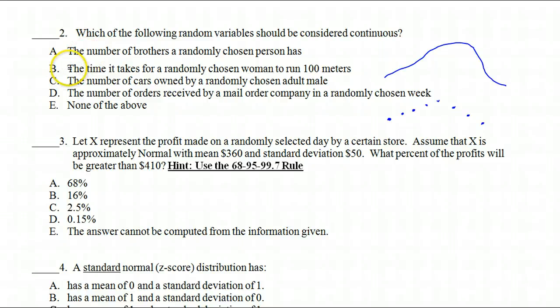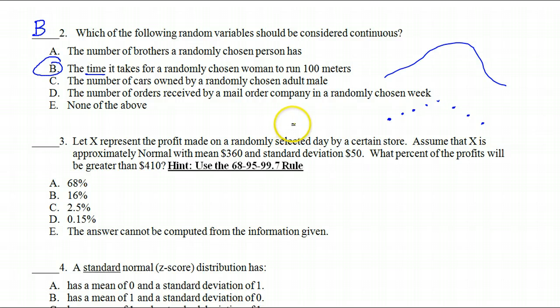The time it takes for a randomly chosen woman to run 100 meters. Yeah, that's definitely continuous. I'm going to go ahead and mark B down. Time is continuous. You could run a certain race in 20.31 seconds.